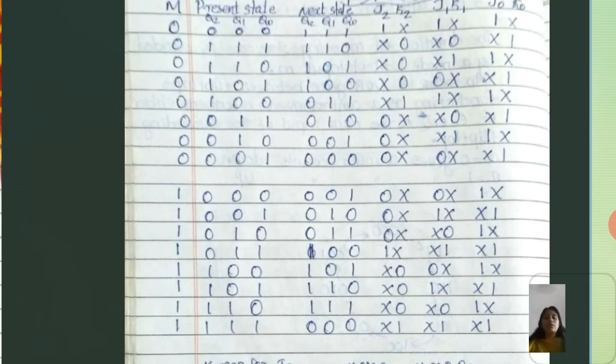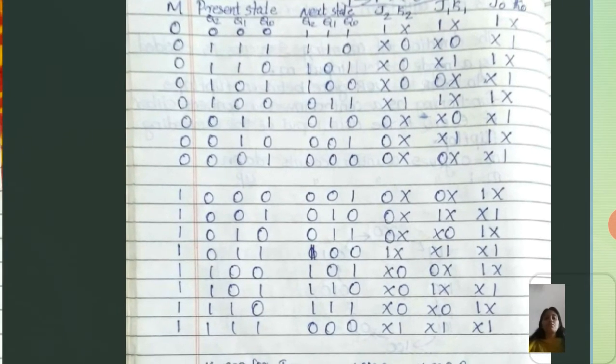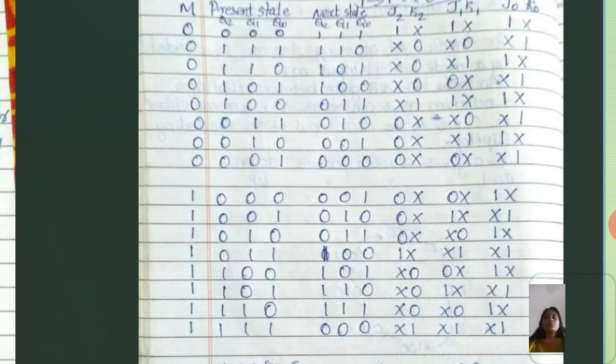Let's have a look at what is happening in this section. First of all, you should write the combinations of 0 and 1. In the case of m, if you're providing the value of m as 0, you will get 8 combinations. If you're providing the value of 1 also, you will get 8 combinations. For the first time, if you're providing m equal to 0, then the present state will be 000. We are always starting with 000.